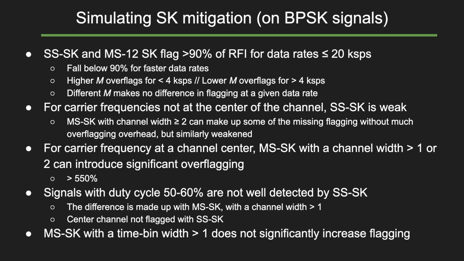But playing around with different M values, it tends to overflag for data rates less than 4 kilobits per second. And I think I have a typo there. But lower, yeah, it should be higher M. Wait, no, that makes sense, yeah. So higher M values overflag for slower data rates, and lower M overflags for higher data rates.